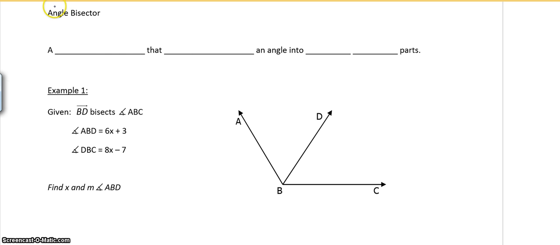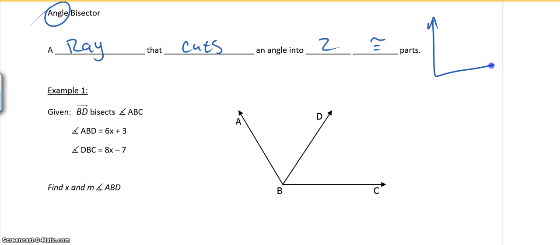Sorry, I meant to circle the word, not cross it out. So, an angle bisector is a ray that cuts an angle into two congruent parts. Now, it must be a ray for this reason.